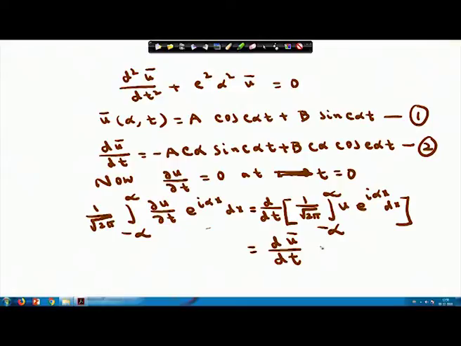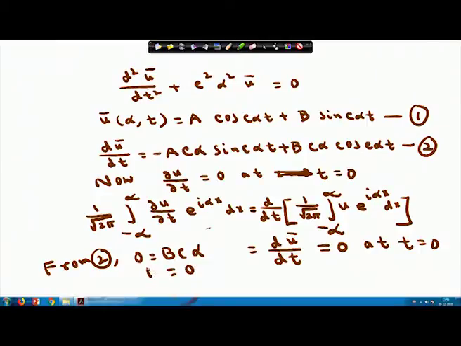So, from here I can say that d u bar dt equals 0 at t equals 0. Since del u del t is equal to 0, I am taking the Fourier transform on both sides, and by doing so I am getting d u bar dt equals 0. Now, if you substitute t equals 0 in equation 2, you will obtain 0 equals b c alpha, since the sine term will vanish. c alpha cannot be 0, therefore you obtain b equals 0. So, one constant you got: b equals 0.